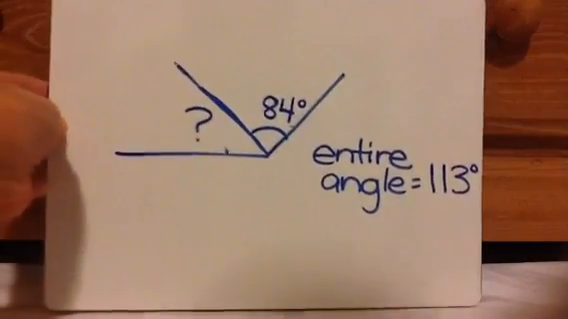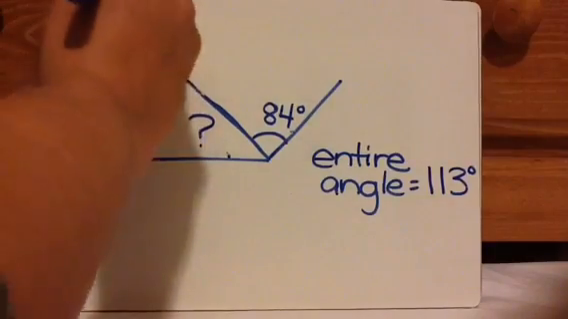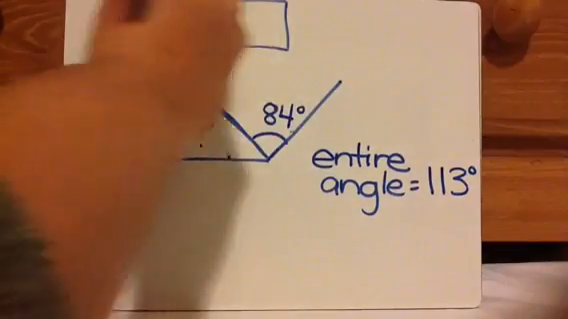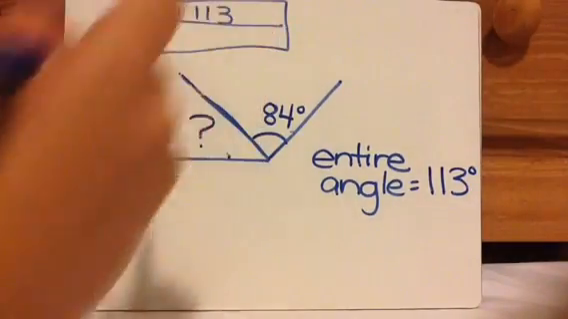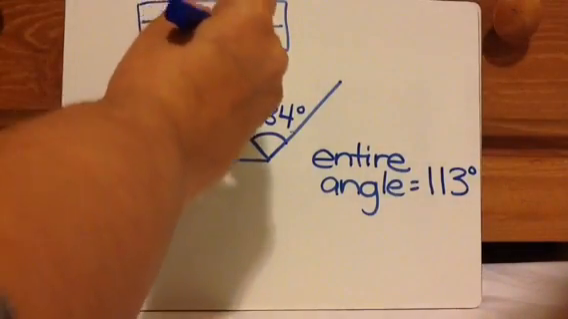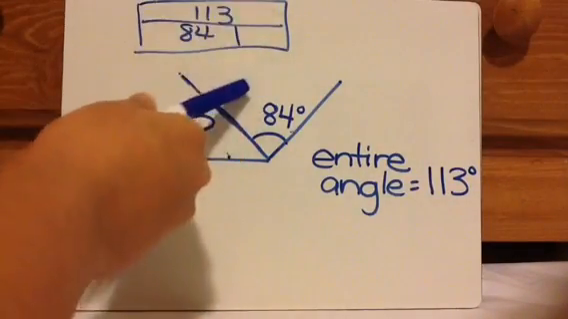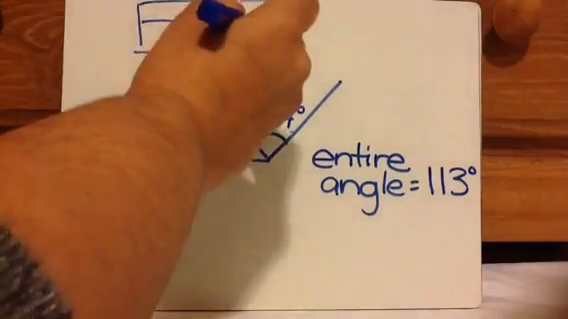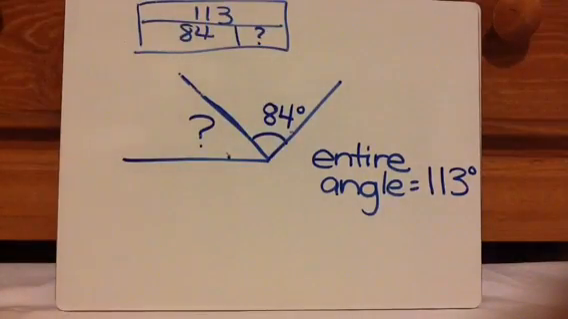Whereas in this one, I have the entire angle. They're giving it to me. They're telling me it's 113. That's why the top one is filled. And then they're giving me part, this one, and they want to know the missing piece. So I want to know what's that angle.